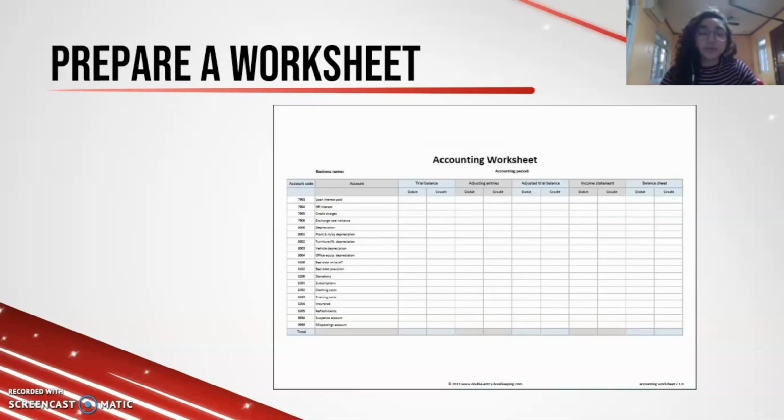So next step is to prepare a worksheet. This is helpful for the next step, which is preparing the financial statements. Through a worksheet, we can already see the final balances of the accounts needed in the income statement and balance sheet, or SFP. Below is the example of a worksheet. So as you can see, the last columns here are labeled income statement and balance sheet because the final balances here, we can transfer them or we can use them to write the financial statements.